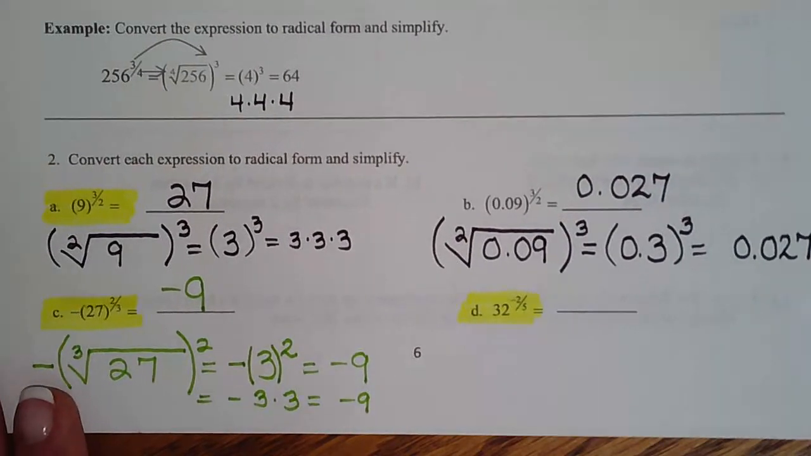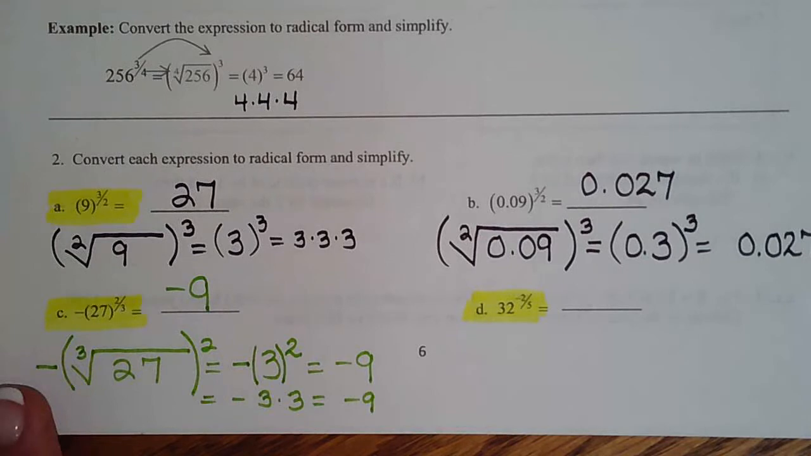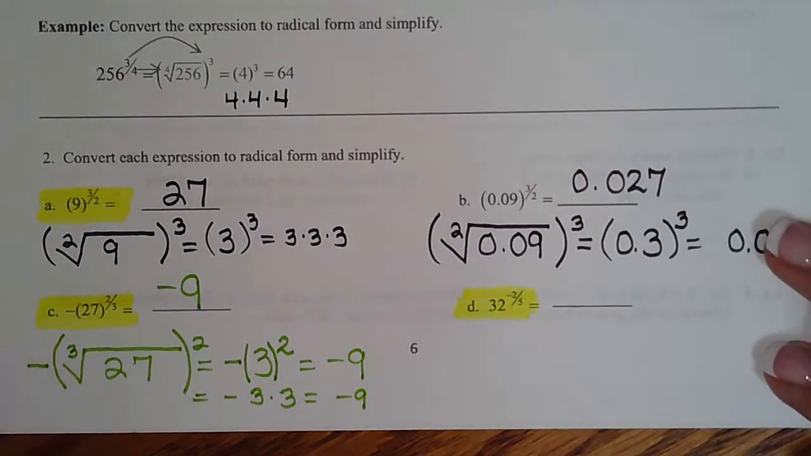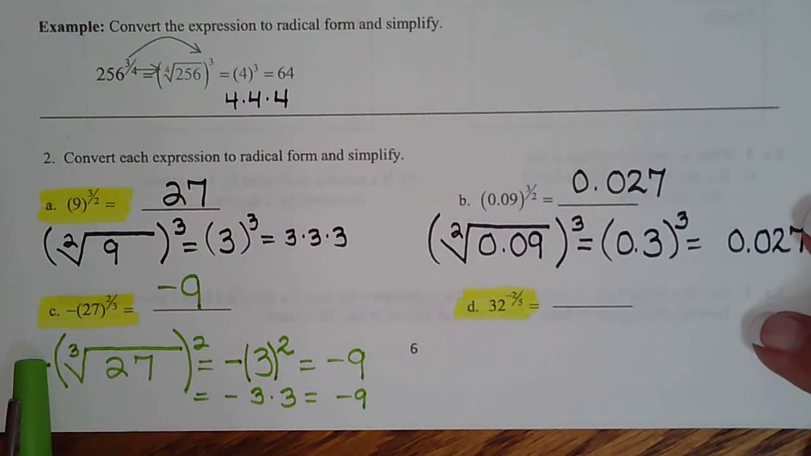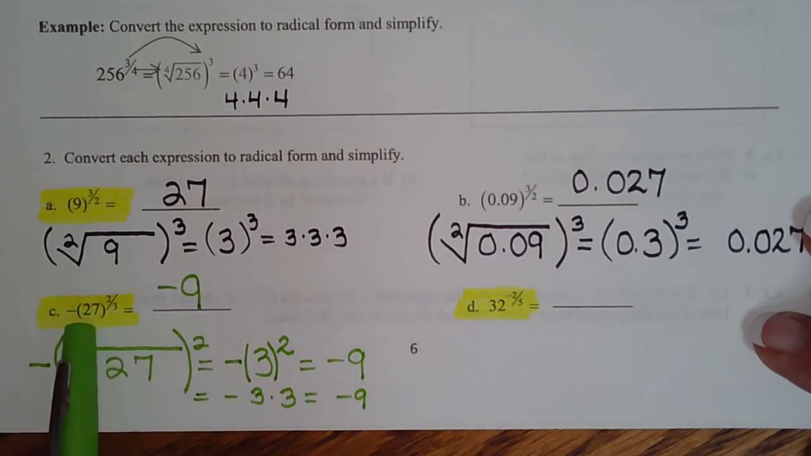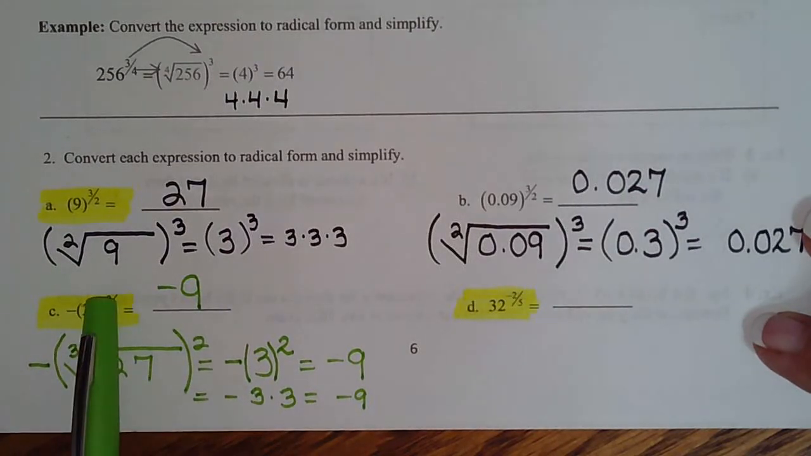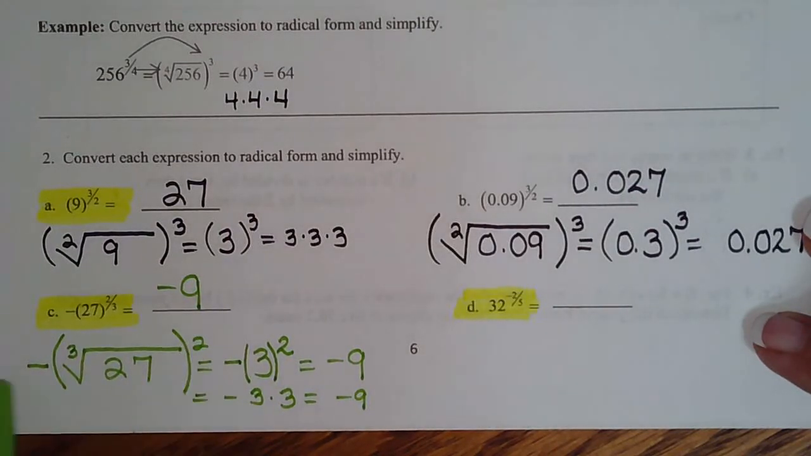Okay, we're at the bottom of page 6 on our 6.2 notes. We were just finishing up C, and I was explaining that the negative goes outside. It does not have a part of any of the radical stuff. You can see it's not in parentheses. So we did the cube root of 27, and then outside parentheses the 2, and then the negative's outside that.